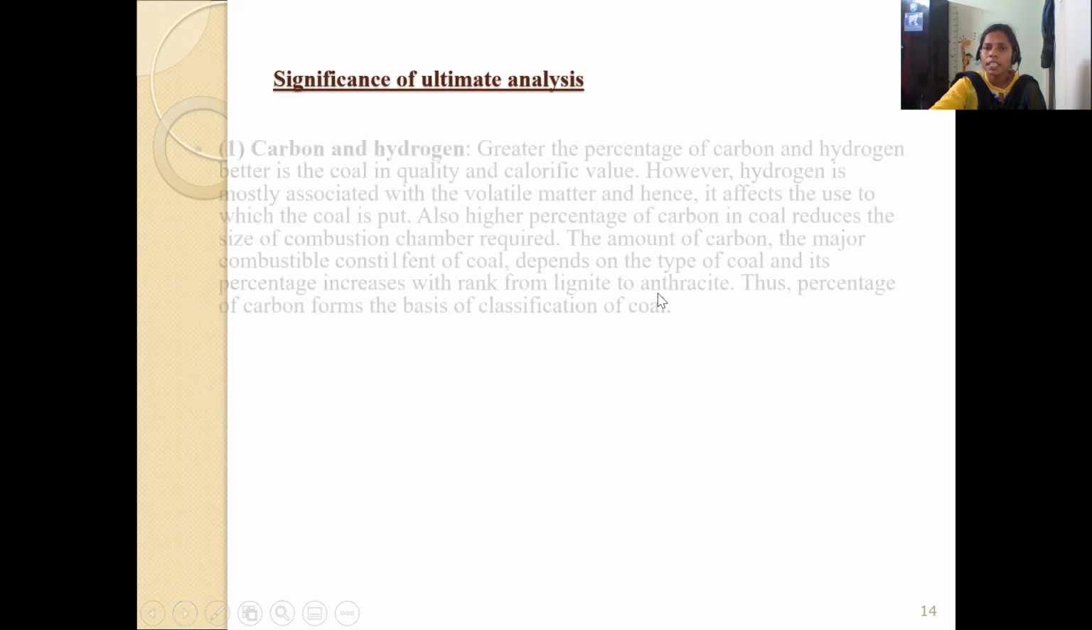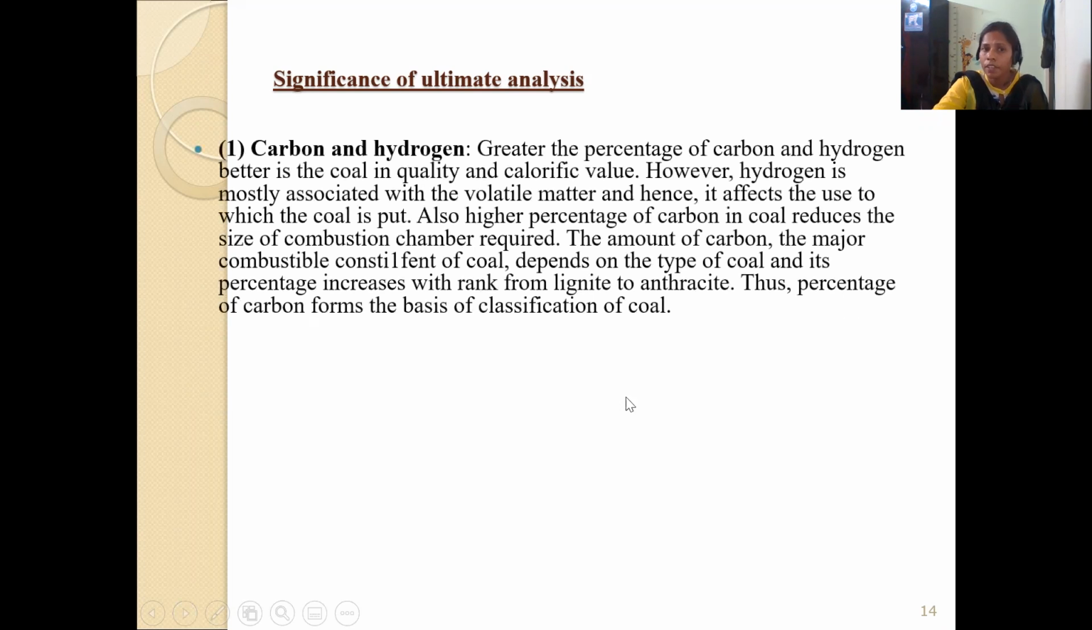So let us see the significance of ultimate analysis of coal for carbon and hydrogen. The greater the percentage of carbon and hydrogen, the better the quality of coal. If hydrogen is more, the quality will be less, but if the carbon content is more, the calorific value will be more. If the calorific value is more, that is the best quality of the coal sample. Yes, this is about carbon and hydrogen.